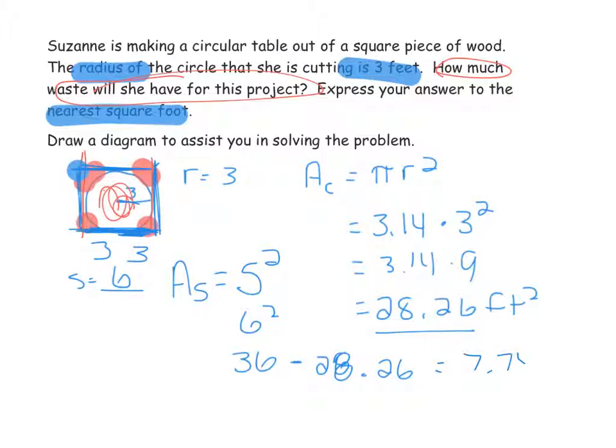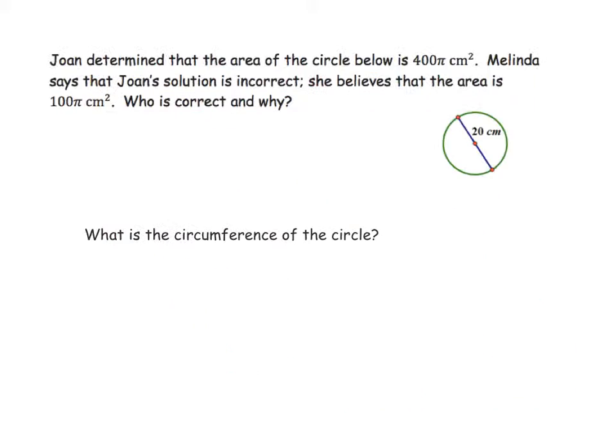7.74. It says to round to the nearest square foot. Since it's a 4, we're just going to leave it 7.7. And then we're in feet, but because it's the area of the waste, it is going to be feet squared. To recap, what we needed to do was find the area of the circle and subtract it from the area of the square to find our little corner pieces that were waste.